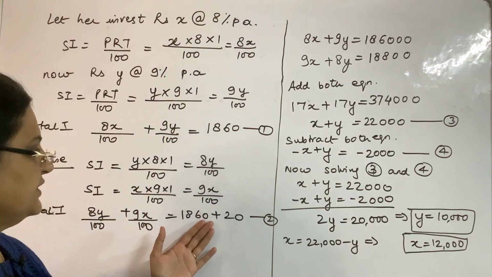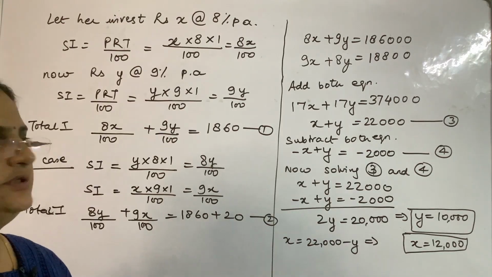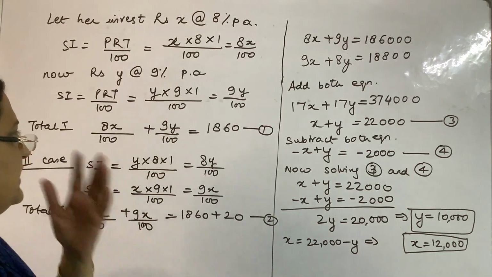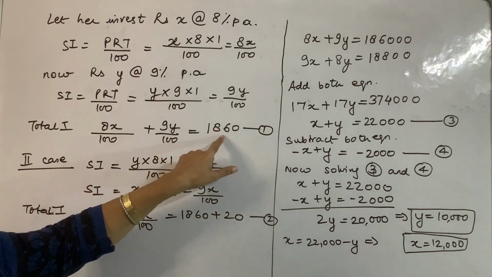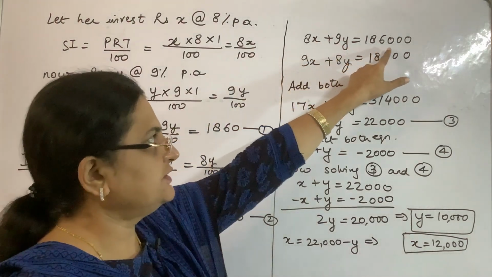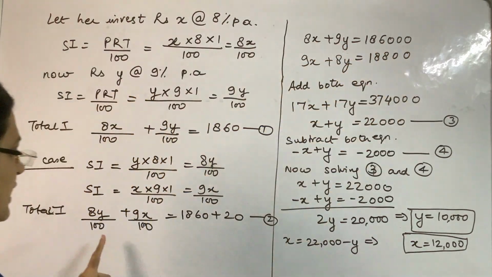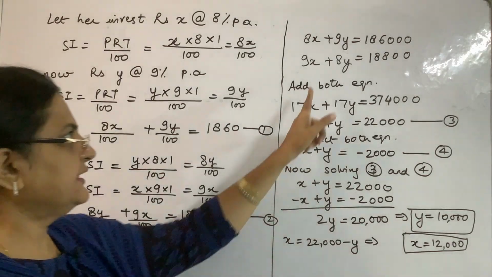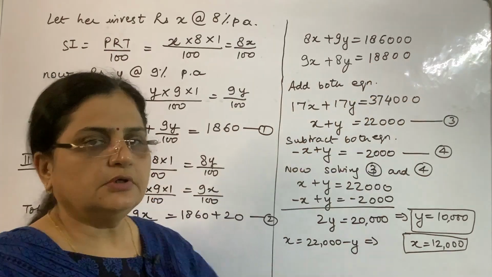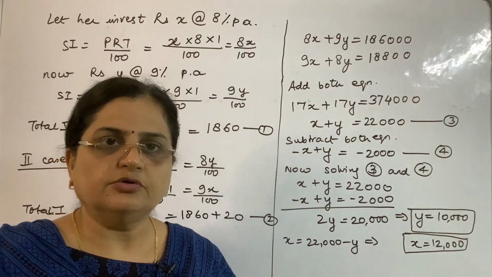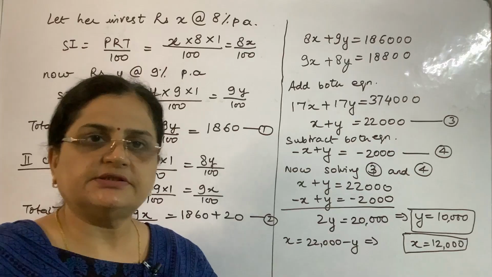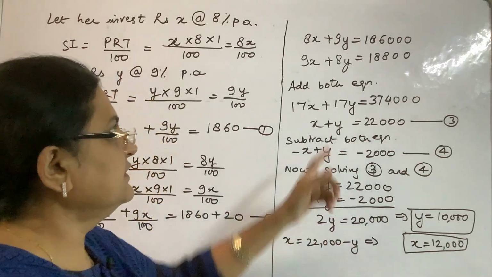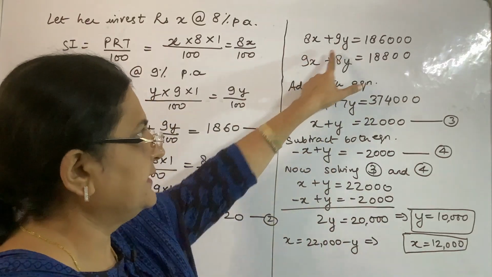So we have formed equations over here. Now let us very quickly solve these equations. So if we take LCM 100 and cross multiply, we will get 8x plus 9y is equal to 186000. And if again we take LCM 100 and cross multiply, we will get 9x plus 8y is equal to 188000. Now this becomes a special kind of equation in which the coefficients are equal diagonally.